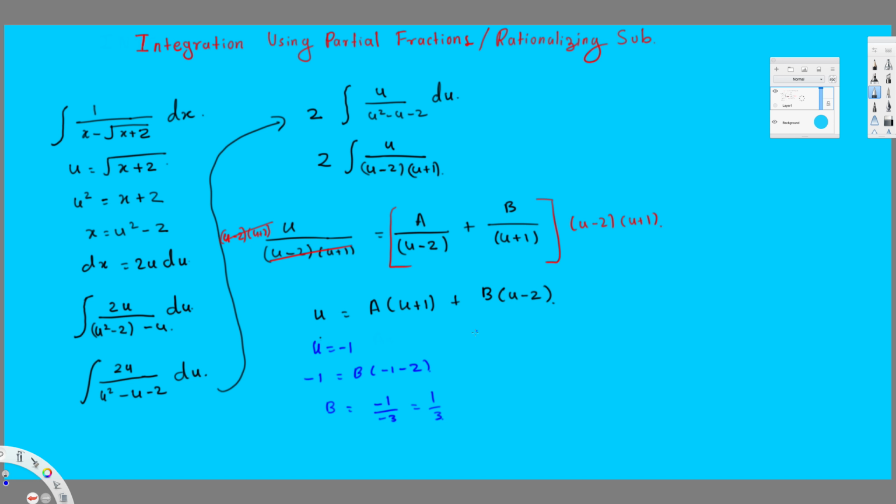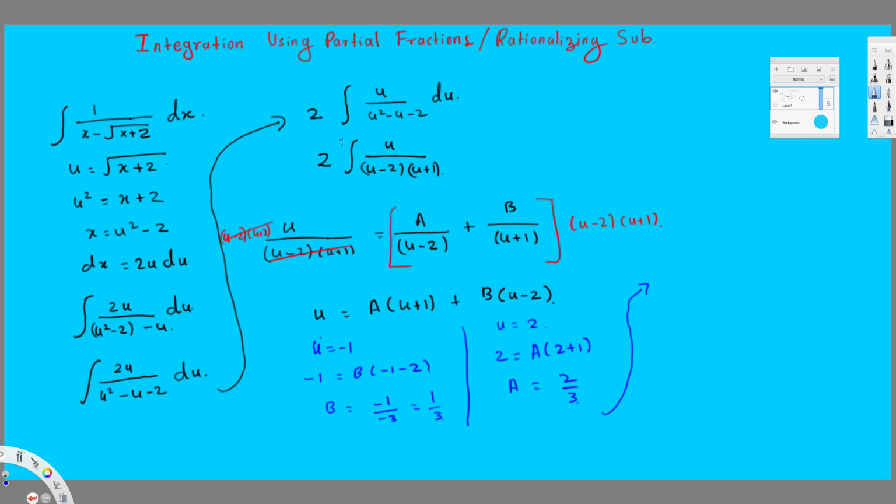So if I pick u is equal to 2, I can eliminate the B, right? If I pick u is equal to 2, what's going to happen is 2 is going to be equal to A times (2 plus 1), and this B will be 0 right here. So we can find the A. A is going to be equal to 2 by 3, and we have these two values right now. Now we can go back to the original function and plug in all the values.